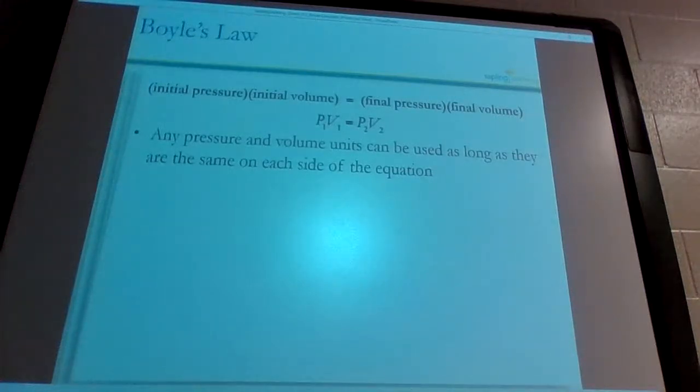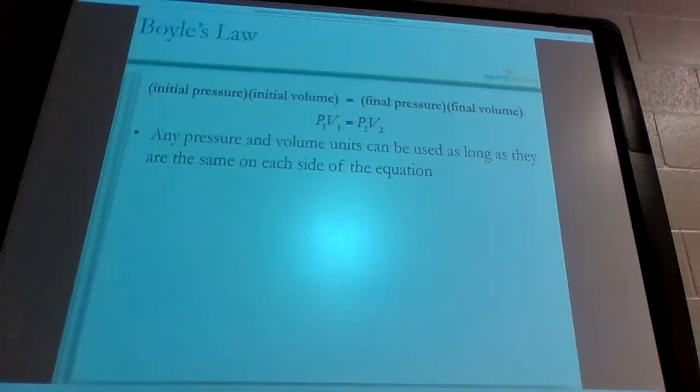And the kicker here is, for every problem, they're going to give you 3 of these numbers, and they're going to leave off the 4th. Your job is to plug in those 3 numbers and solve for the 4th one. So, for example, real quick, let's say they give me pressure 1 and volume 1, and they give me pressure 2. I need to get volume 2 by itself. I'm solving for volume 2.